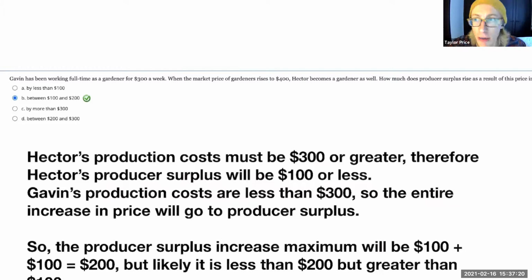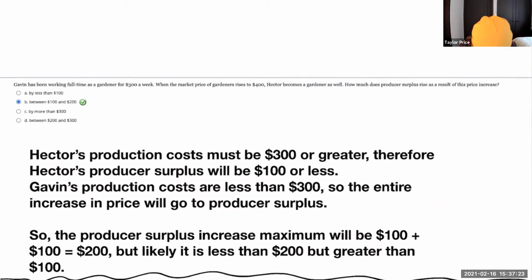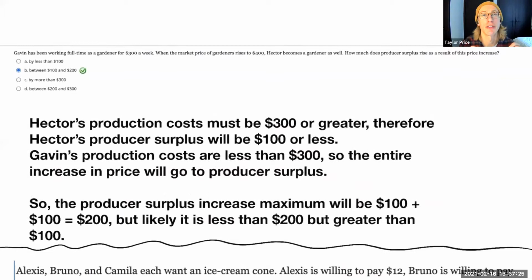Okay, so let me work through this first question here. A couple of people asked this question, which was from chapter 7, the pre-lecture quiz in MindTap. It says Gavin has been working full-time as a gardener for $300 a week. When the market price of gardeners rises to 400, Hector becomes a gardener as well. How much does producer surplus rise as a result of the price increase? You can see here the correct answer is between 100 and 200.